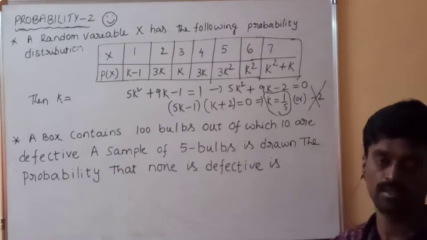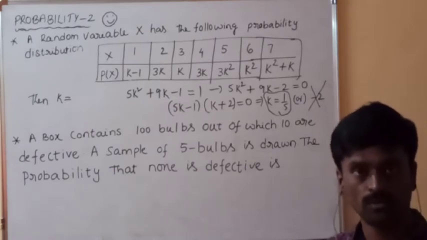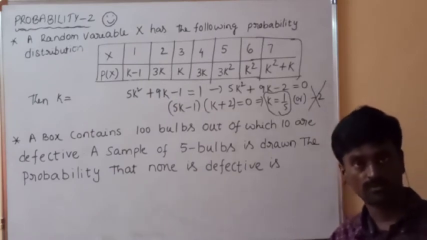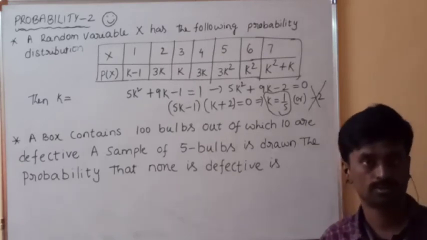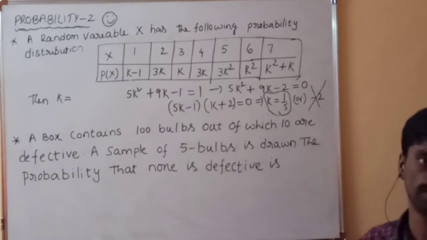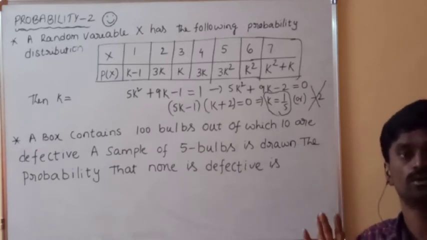Because in the options they will go like this: 1 by 5, minus 2, or 1 by 5 or minus 2, or none of these. So don't take 1 by 5 or minus 2. You have to take 1 by 5 only, because minus 2 is not valid.